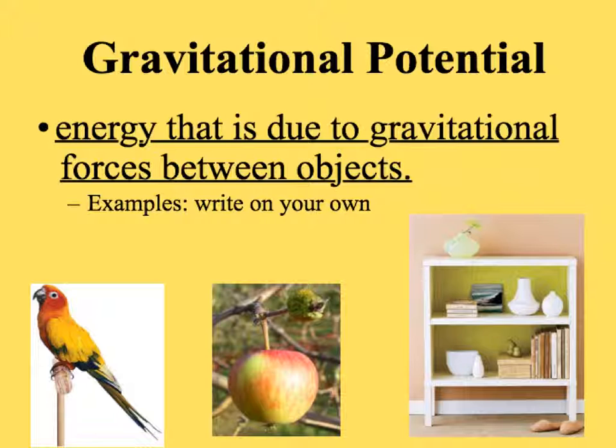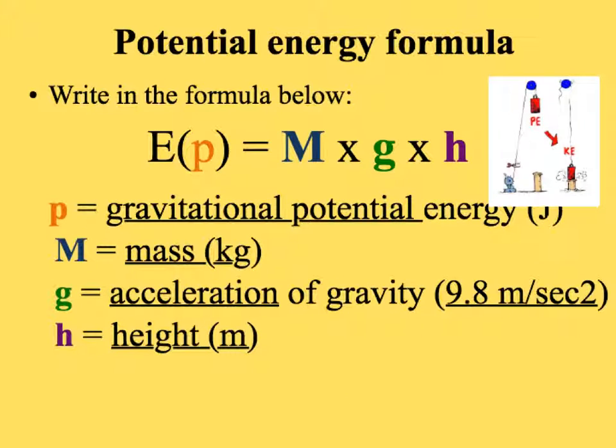For an example, an apple hanging on a branch has gravitational potential energy because both the apple and the earth have gravity and are therefore attracted to one another. The device you are watching this video on has gravitational potential energy between the device and the earth as well. Let's think about this though. What makes something have more or less gravitational potential energy? To answer that question, we need a formula.